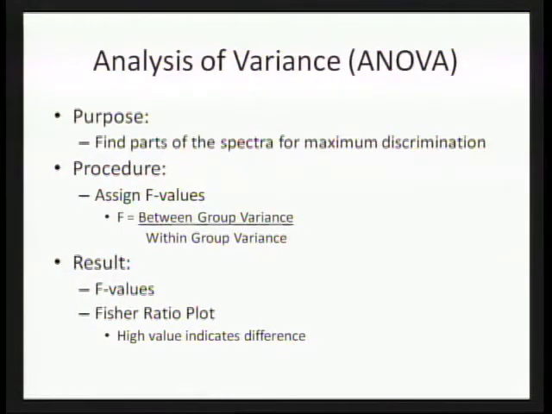Our last analysis was the analysis of variance. This is to help us determine what regions of our spectra are giving the most discrimination. For this, F values are determined, which is the ratio of the between group variance over the within group variance. The plot for this is a Fisher ratios plot. The higher the value, the more difference there is between spectra.